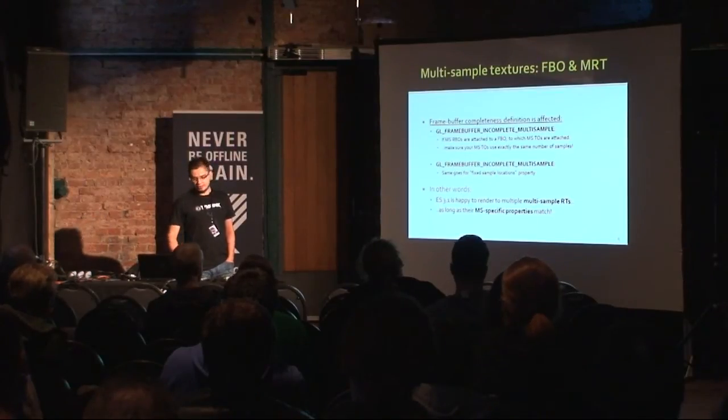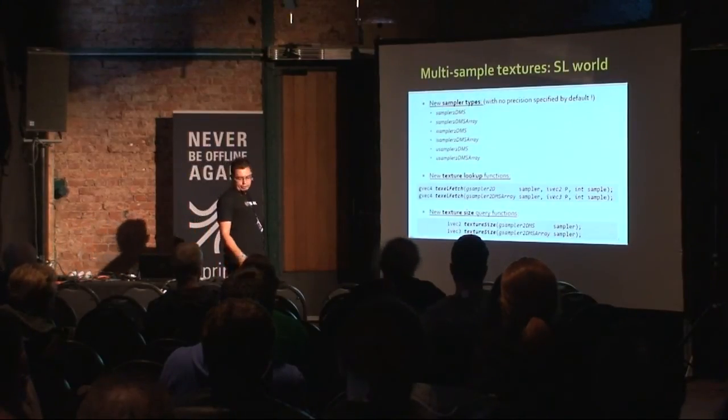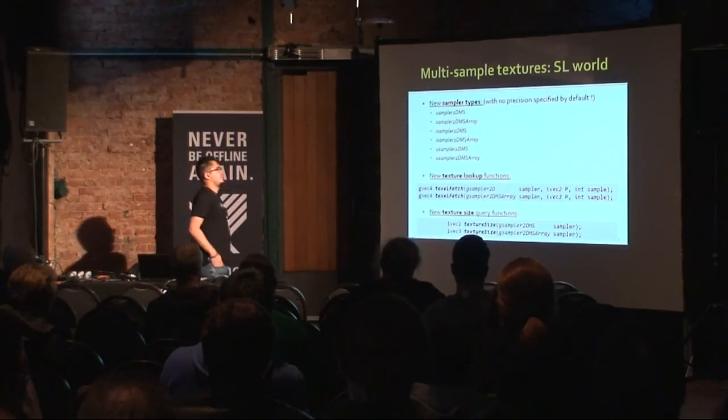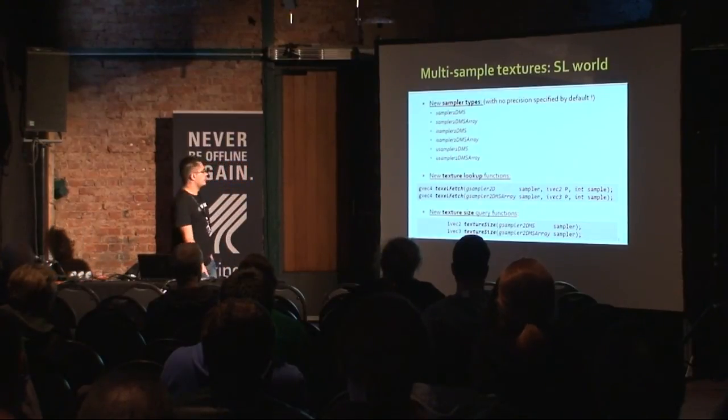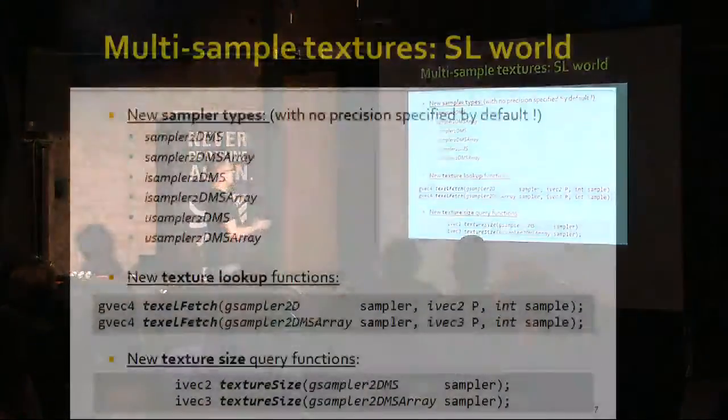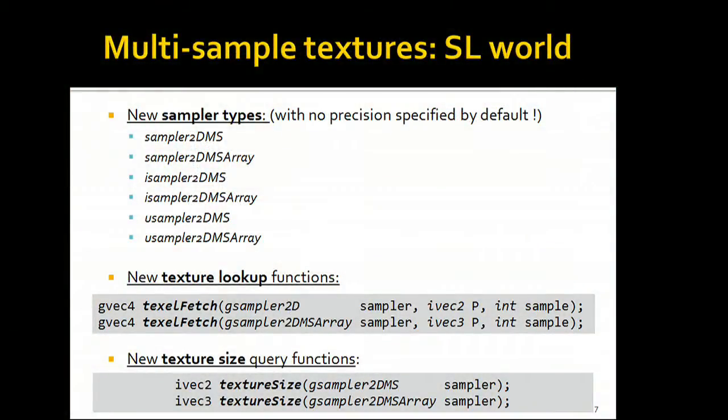Makes sense, right? OK. So when it comes to new stuff in the SL world, we get new sampler types. First, you have sampler2DMS, which is the sampler that you want to use for accessing textures that are multi-sample and bound to the GL texture 2D multi-sample texture target. Then we have sampler2DMSArray, and isampler2DMS for all the signed integer samplers that are multi-sample, and isampler2DMSArray, usampler2DMS, and usampler2DMSArray.